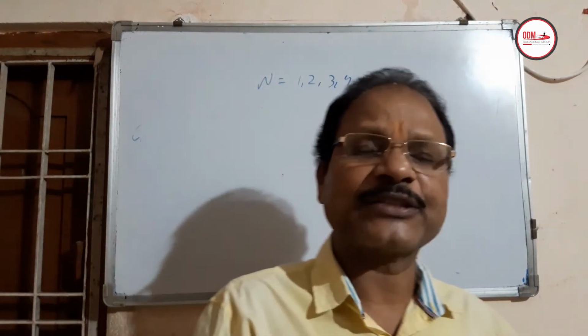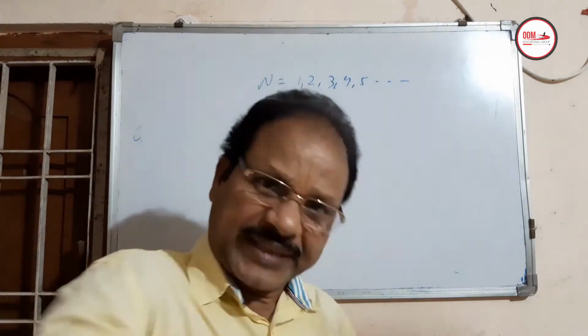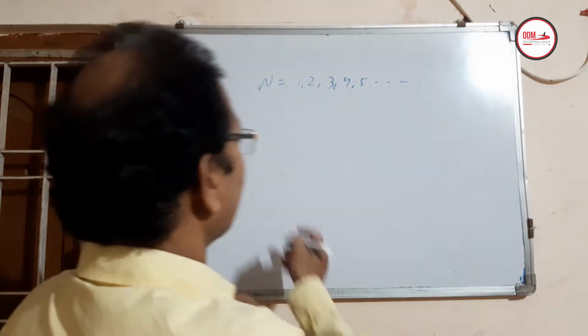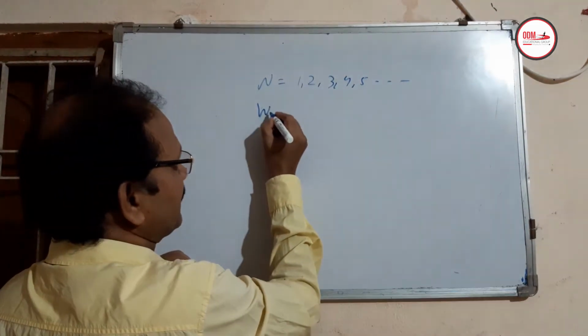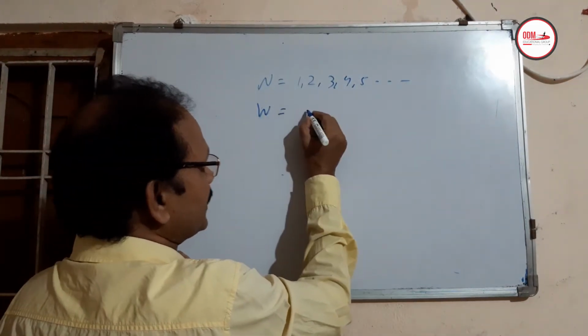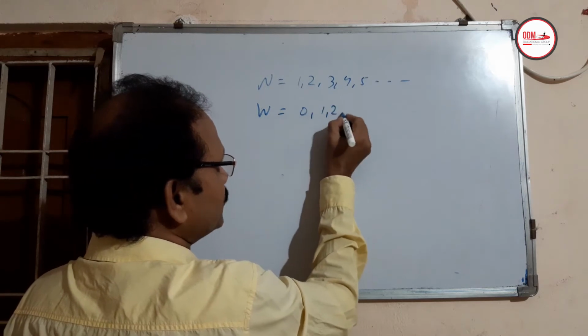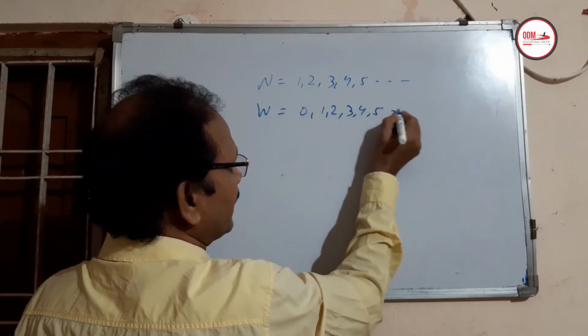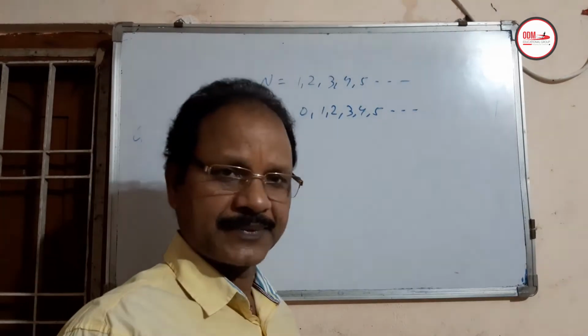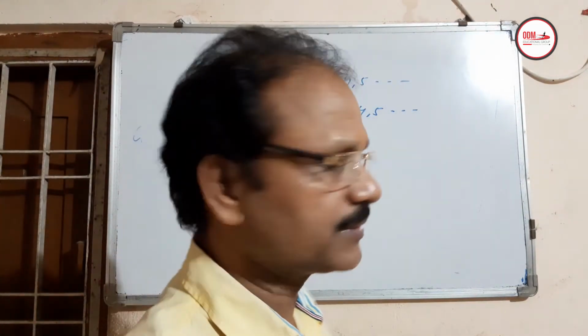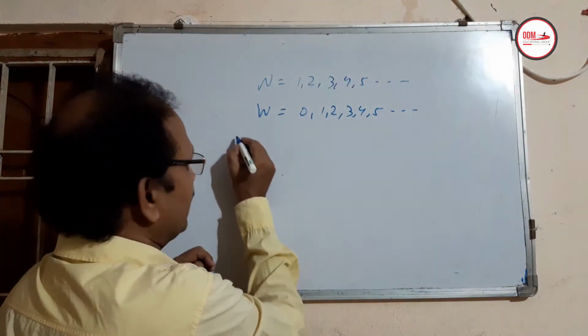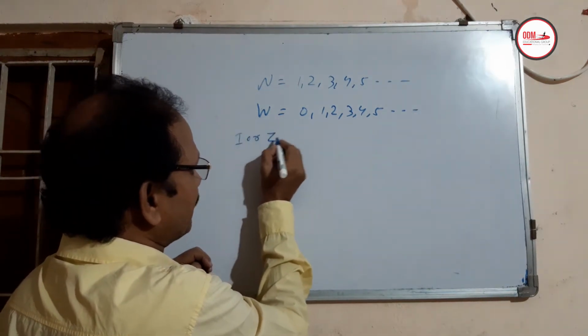Then the next set of numbers. If all the natural numbers are taken together with 0, then it is called whole numbers, and whole numbers are represented by W. It means it contains 0, 1, 2, 3, 4, 5 up to infinity. The next set of numbers is called integers, represented by I or Z.